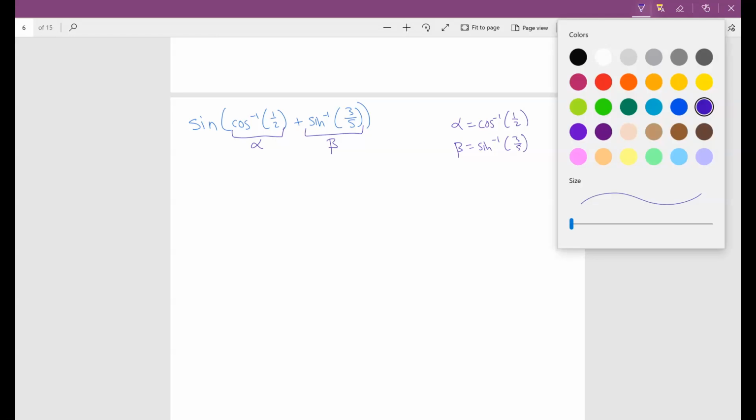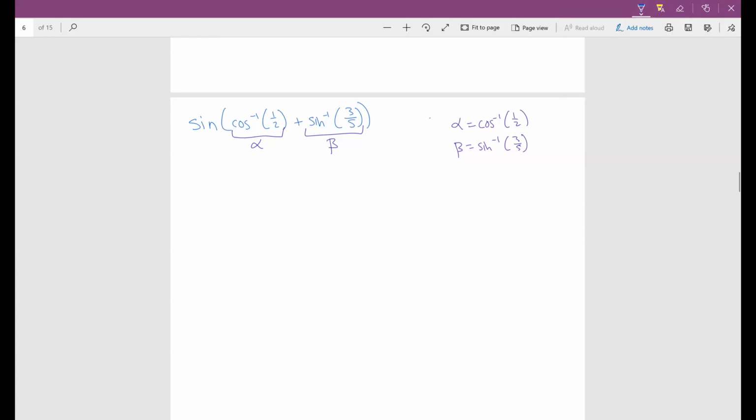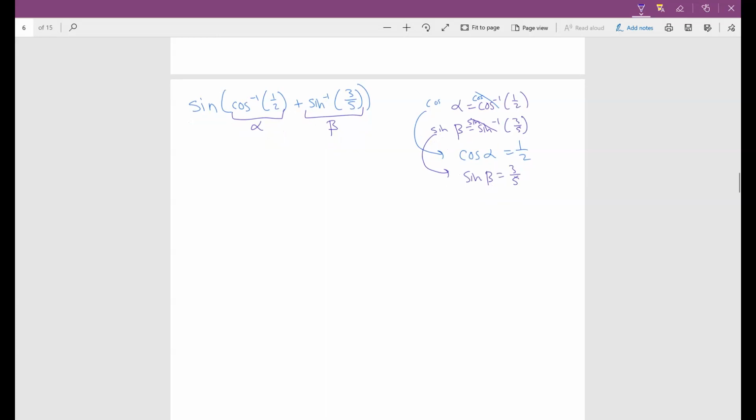So remember that I can always just take the cosine of both sides. This goes away, so I'm left with cosine of alpha is equal to 1/2. And for the other one, I can do the same thing: take the sine of both sides. This goes away, and I'm left with the sine of beta is equal to 3/5. Okay? So now, based on that, I can create a triangle. We don't know exactly where these are, but I'm going to pretend that alpha and beta are both in quadrant 1. They're both positive, so I would imagine that this will be in quadrant 1.